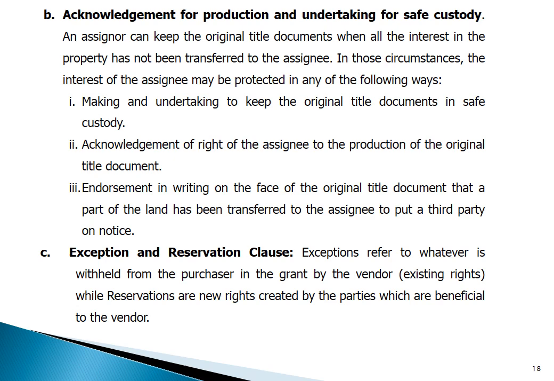See exception and reservation clause. Exceptions refer to whatever is withheld from the purchaser in the ground by the vendor, while reservations are new rights created by the party which are beneficial to the vendor.